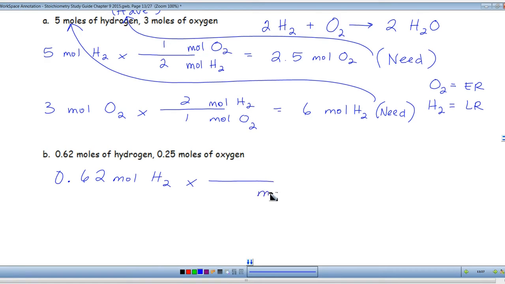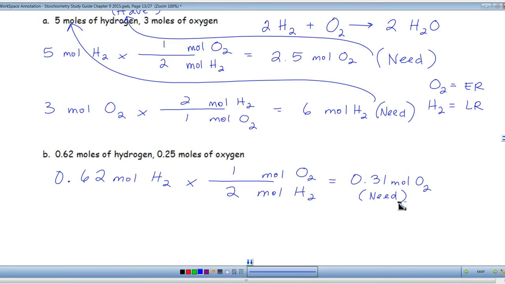I'll cancel moles of what I picked, the hydrogen, and switch it to the other reactant, the oxygen. We plug in the ratio. It is 1 oxygen for every 2 hydrogen. So all I'm going to do is divide by 2. Sometimes even though the numbers look kind of wacky, this isn't super crazy. 0.31. That's moles of oxygen. That's the amount that I need.